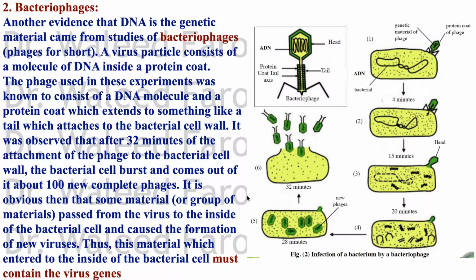For another evidence that DNA is genetic material, the study of what's called the bacteriophage or phages. These are a kind of virus with DNA inside a protein coat. The phage used in this experiment consists of a DNA molecule and a protein coat, and the protein coat extends as a tail. The bacteriophage uses the tail to attach to the bacterial cell wall.